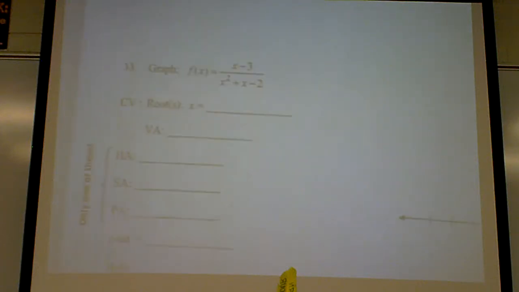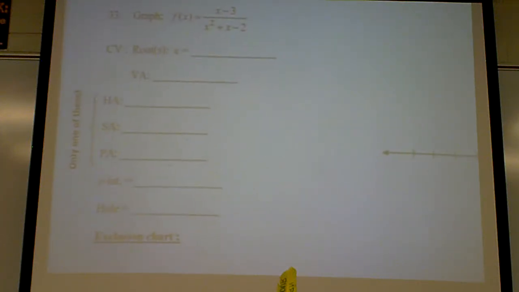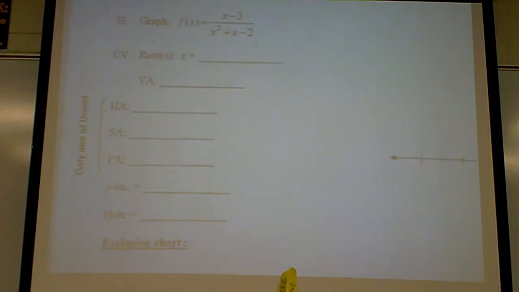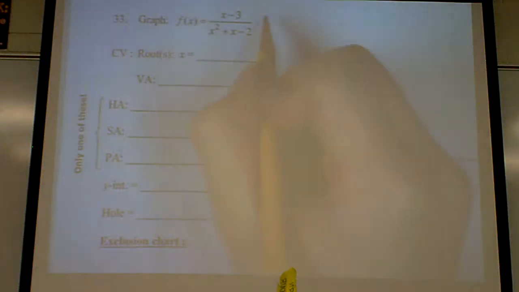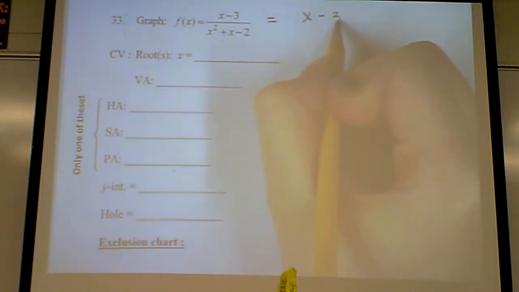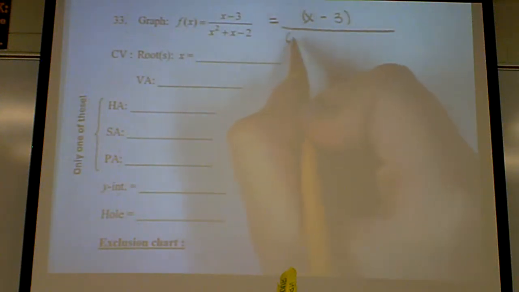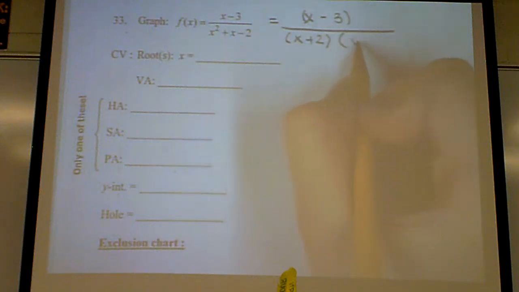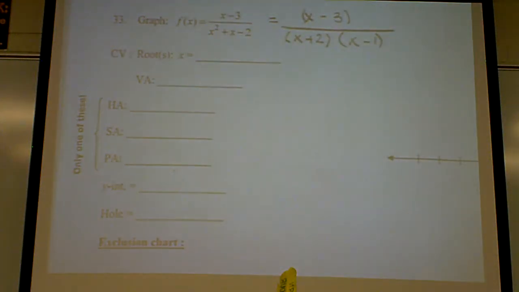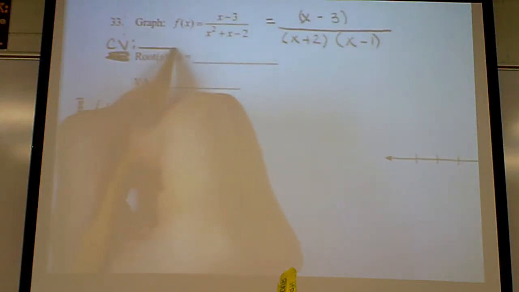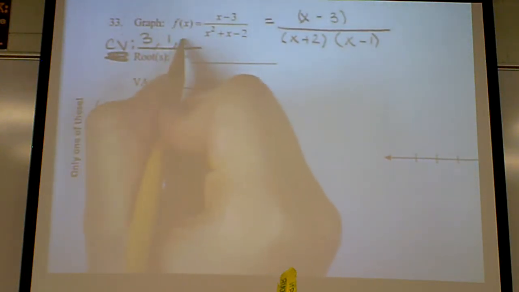Okay, let's skip to 33. What do we have to do to 33? Factor the bottom. So what do I get when I factor? X plus 2 and x minus 1. Can I cancel anything out? No, so we're fine. What are my critical values? 3, 1, and negative 2.